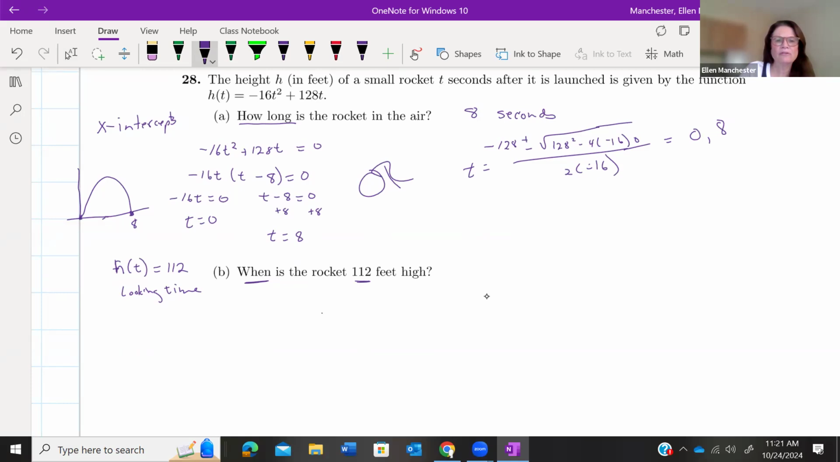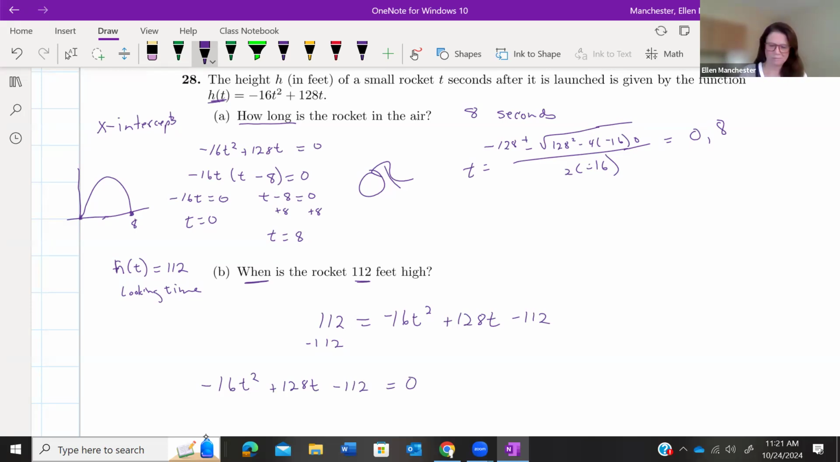Okay, and then when is the rocket at 112 feet high? So you're going to set it up this way. The height is 112 because that's what this means, right? H of t means height. So that's how you know where to put that 112. And then you're going to set this to 0. So we're going to subtract off our 112. So we get negative 16t squared plus 128t minus 112 equals 0. And then I always check to see if I can divide off this first term because it makes it much easier to factor. So I can divide. I just divided 112 by 16. And so I know it works. So I get t squared minus 8t plus 7 equals 0.